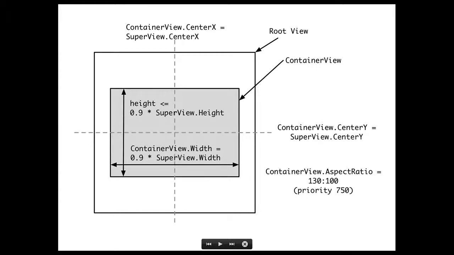So what I'm actually going to do is lower the priority on this. Up to now, all my constraints have a priority of 1,000, which means it's required. So I'm going to set the priority to 750, meaning I want this constraint to be satisfied if you can. Try to maintain this constraint as best you can.